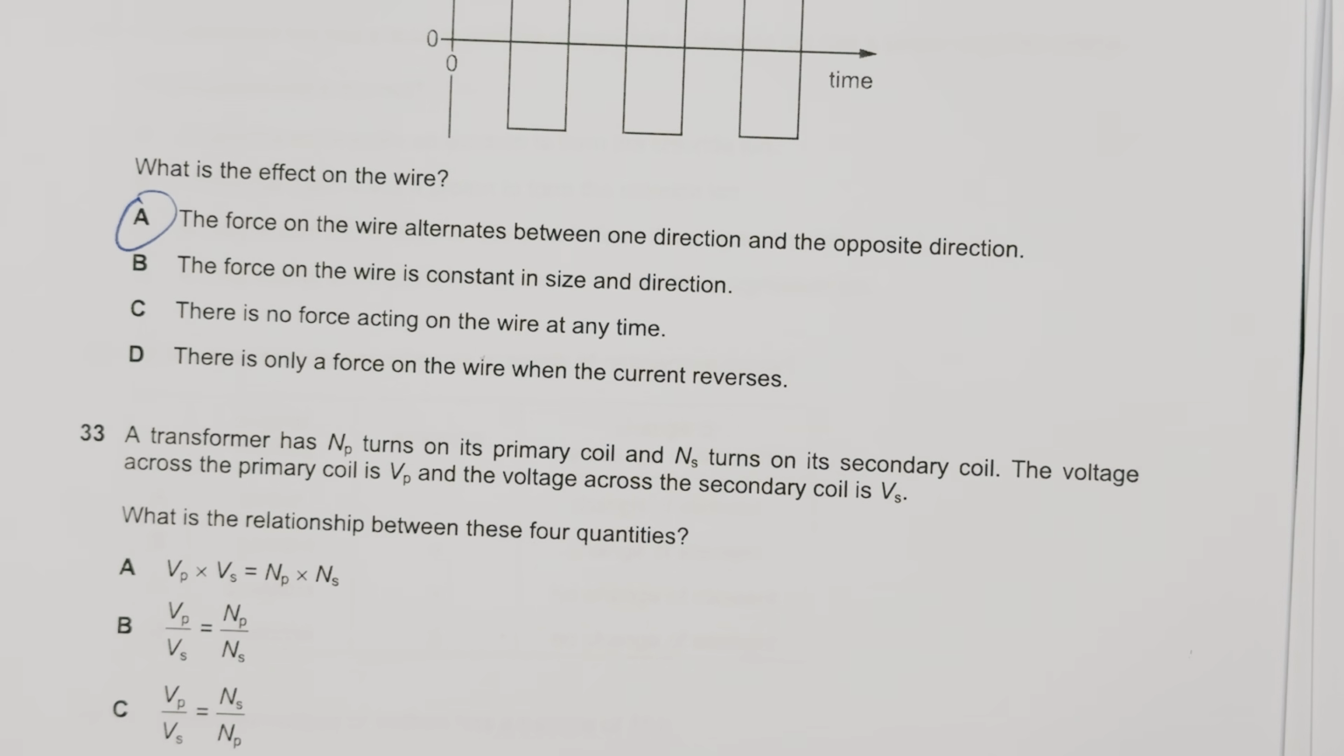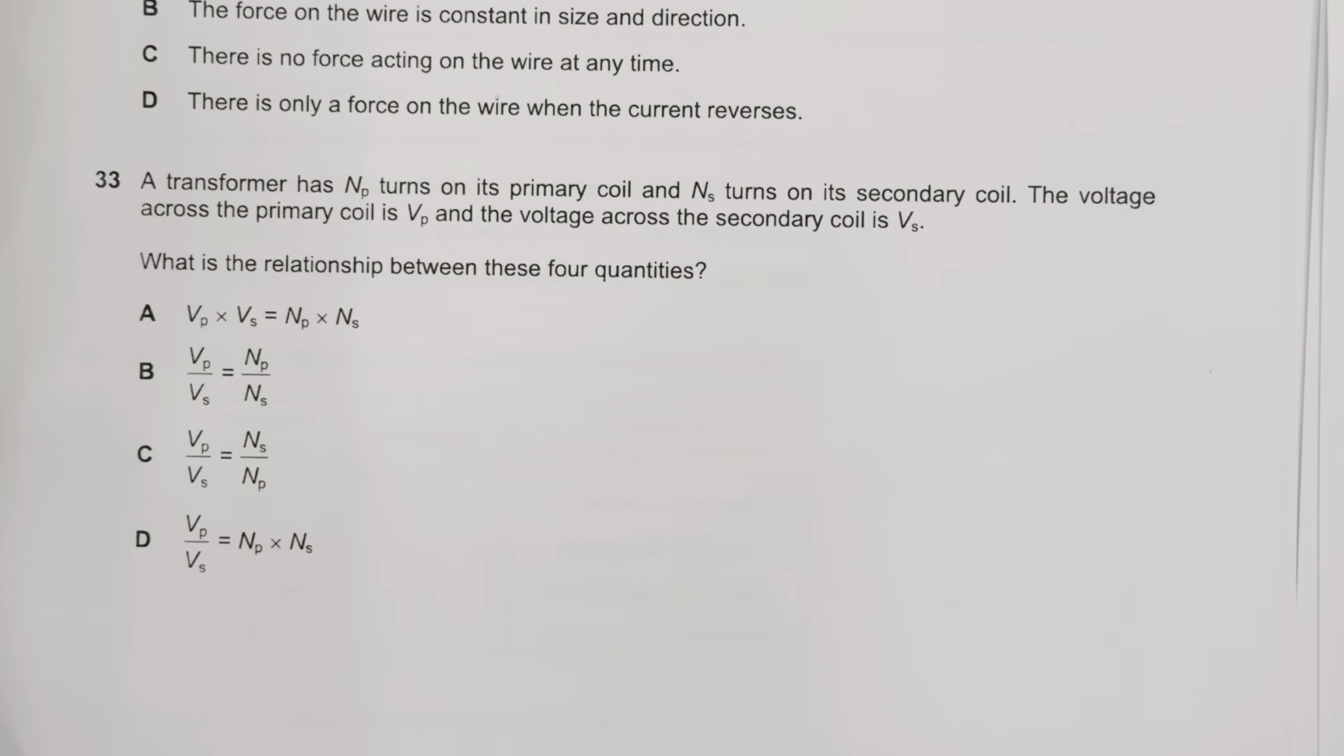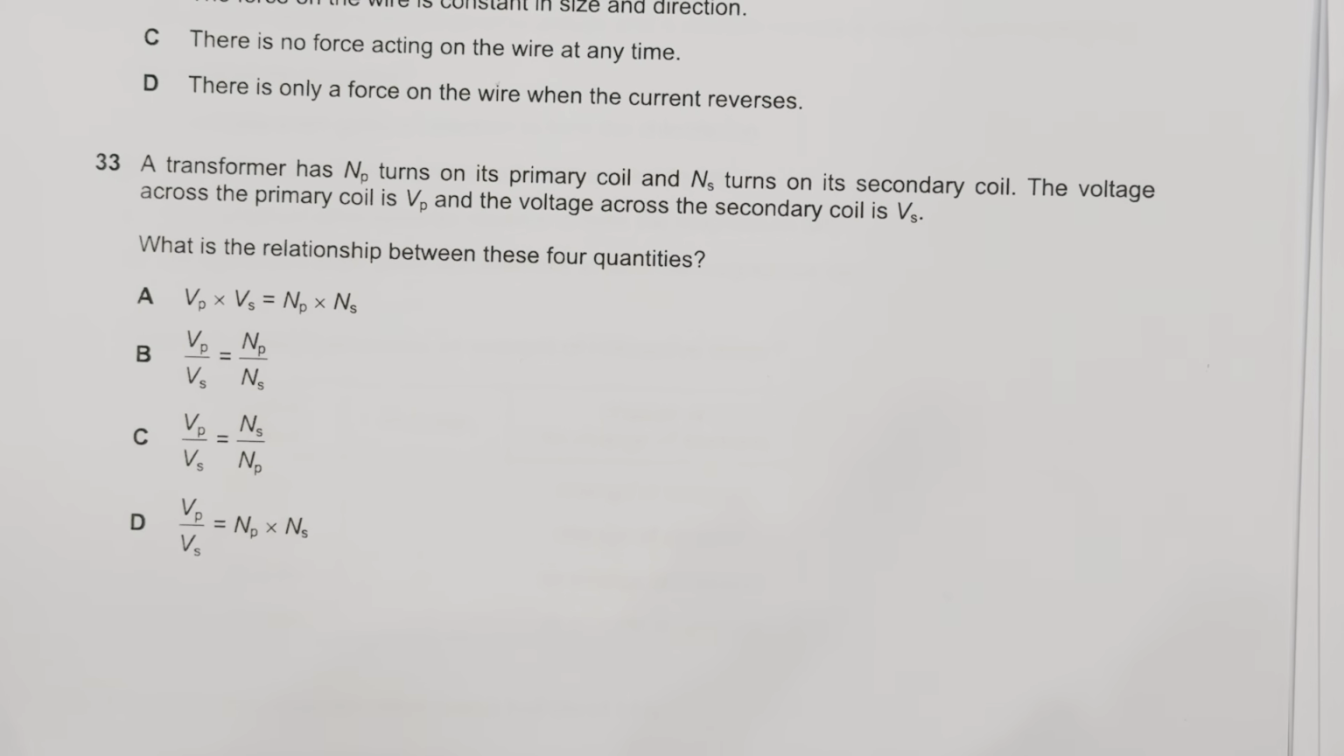Moving to question number 33. A transformer has NP turns on its primary coil and NS turns on the secondary coil. The voltage across the primary coil is Vp and the voltage across the secondary coil is Vs. What is the relationship between these four quantities?